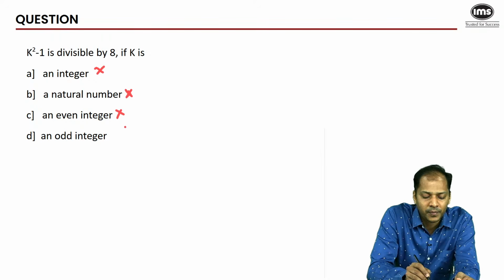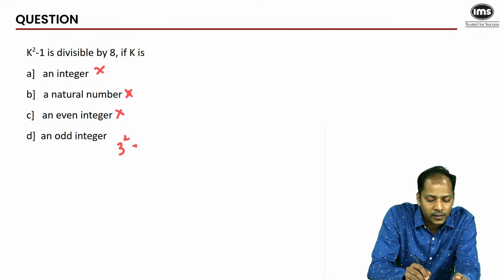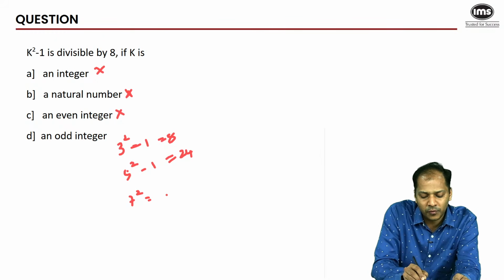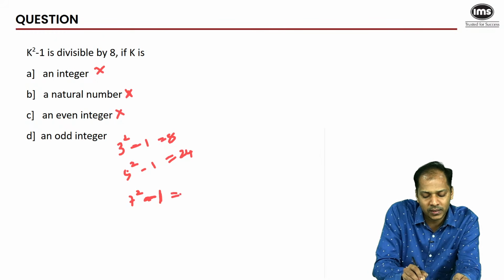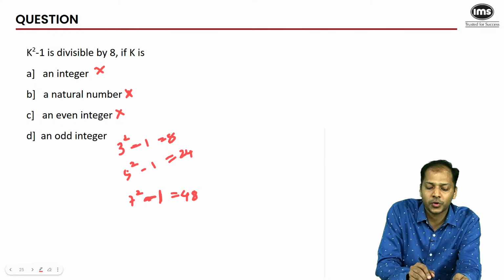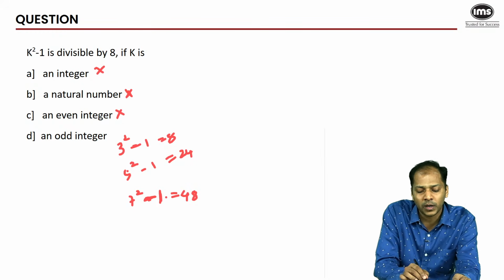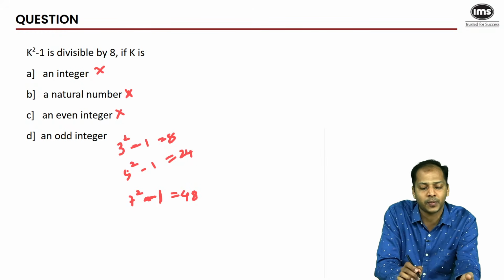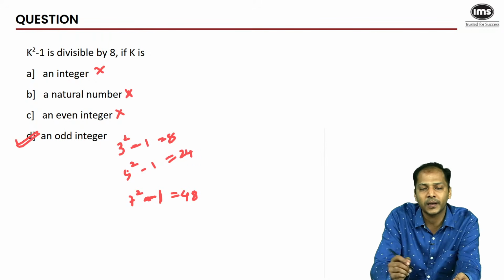I'll still verify. 3 square 9 minus 1 is 8. 5 square is 25 minus 1 is 24. 7 square 49 minus 1 is 48. So you realize squares of odd numbers minus 1 are actually divisible by 8. The correct answer is option D.